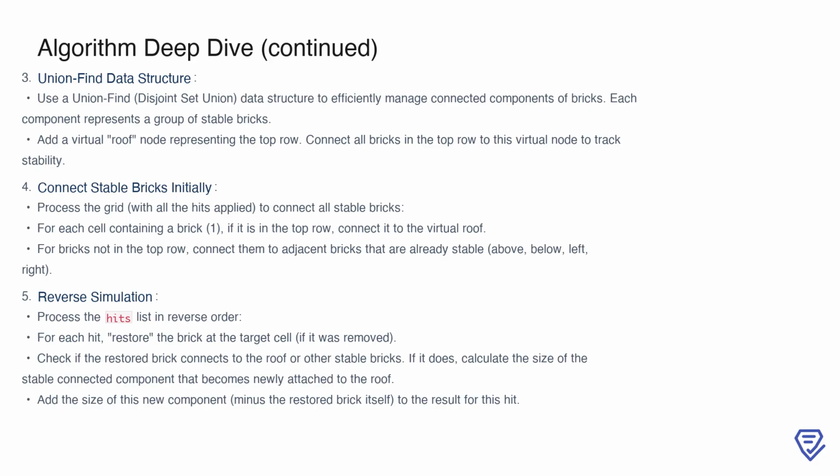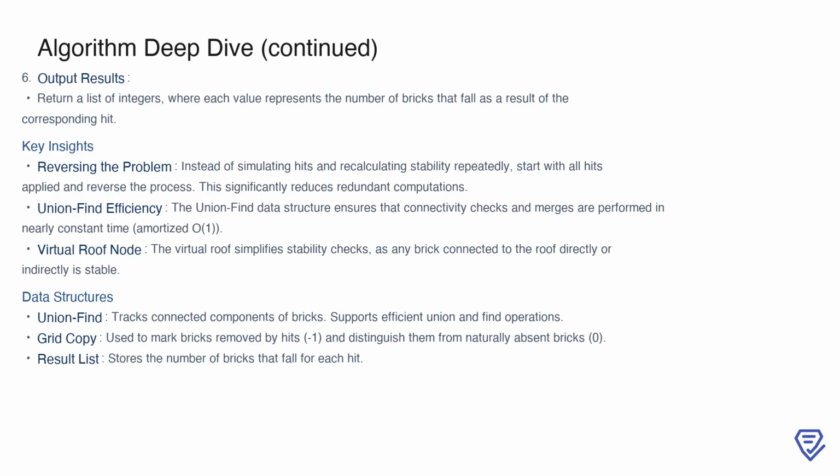The number of bricks that fall as a result of this hit is equal to the size of this new stable component, minus the restored brick itself, and this is added to our result list. Finally, once all hits have been processed, we return a list of integers where each value corresponds to the number of bricks that fall as a result of a specific hit.